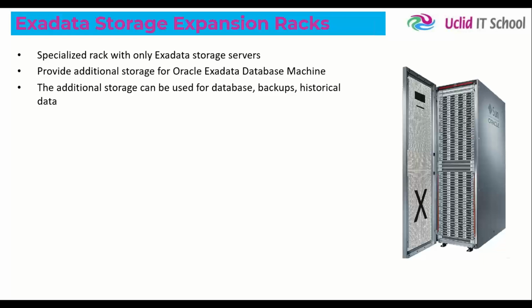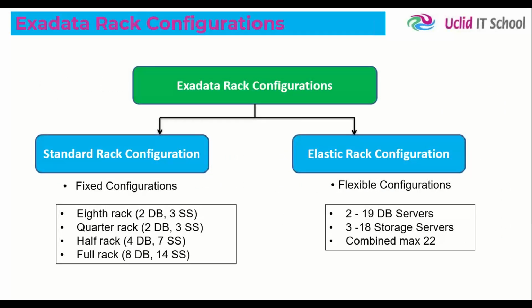They provide storage. This storage can be used for your existing database or database backups or storing historical data, whatever. So storage expansion racks allow you to add additional storage to your existing standard rack. But you cannot add CPU, memory, or additional database servers to a standard rack. The only component that you can add is a storage expansion rack that allows you to expand your storage resources. All right, so that way you understood more about Exadata rack configurations.